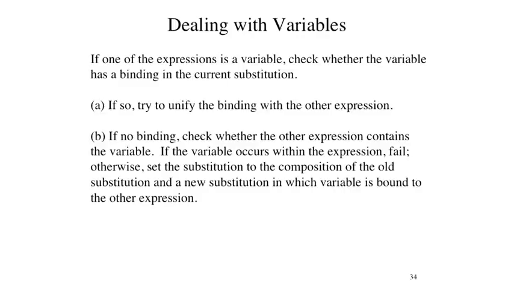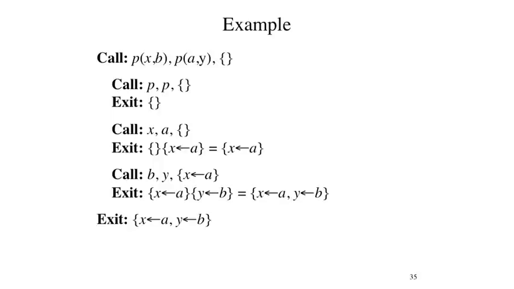Okay, now what about the case where we have at least one of the expressions being a variable? In this case, we first check whether the variable has a binding in the current substitution. If so, we try to unify that binding with the other expression. If there's no binding, we can give it a binding, but first we check whether the second expression contains the variable to which we're binding it. If the variable occurs within the expression, we fail. Otherwise, we set the substitution to the composition of the old substitution and a new substitution in which we bind the variable to that second expression. This will all become a lot clearer when you look through some examples right now.